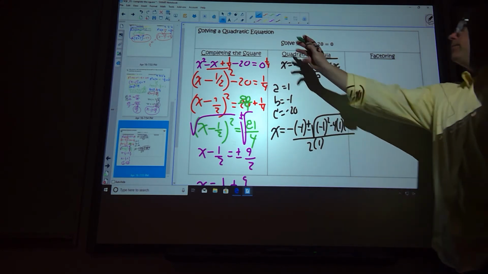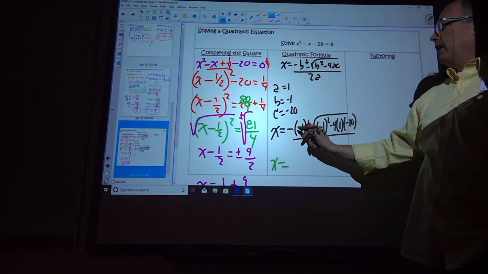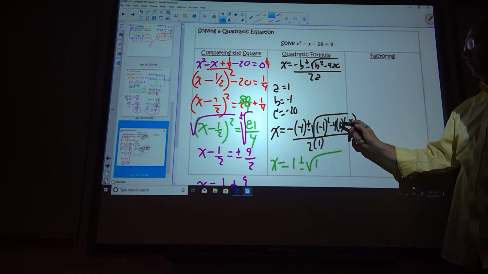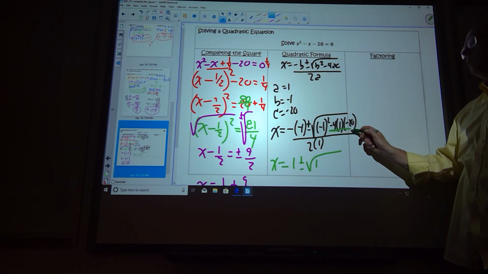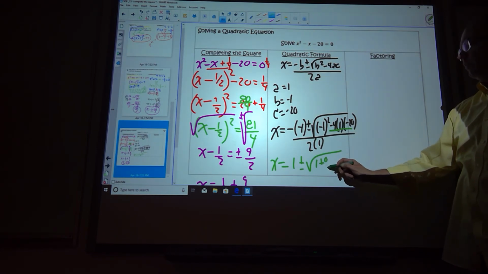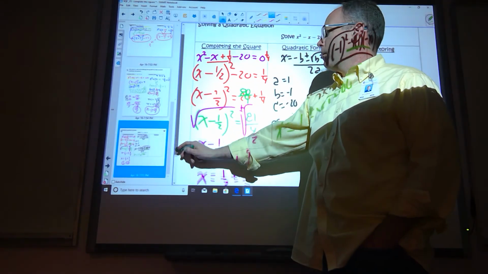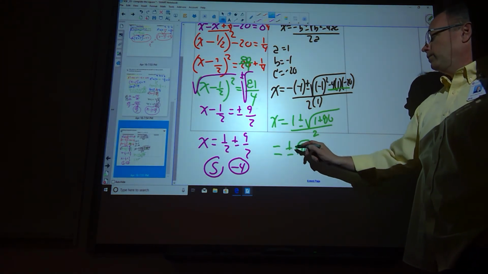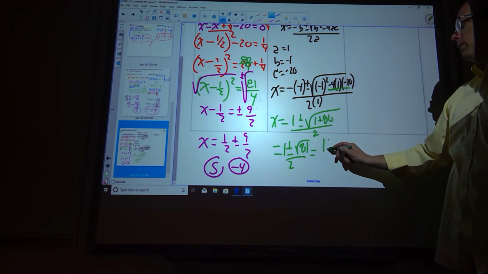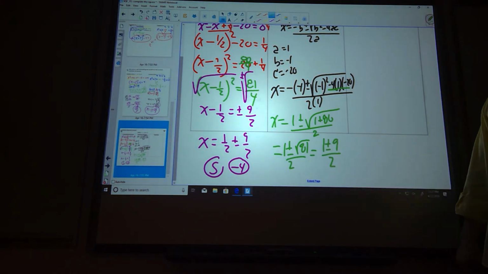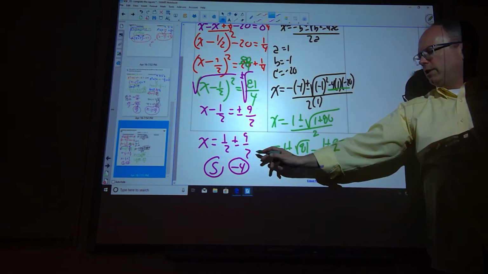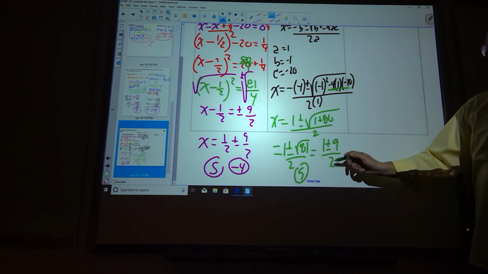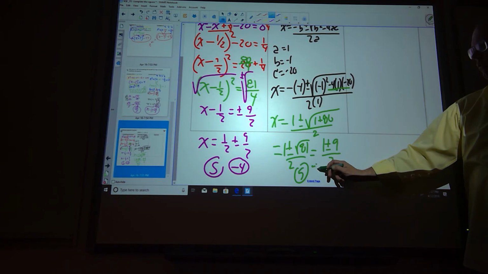Do a little math. Negative of negative 1 is 1, plus or minus. Negative 1 squared is 1. Negative 4 times 1 is negative 4. Negative 4 times negative 20 is positive 80. All over 2. So I get 1 plus or minus square root 81, which is 1 plus or minus 9 over 2. Is this the same as this? I sure hope so. So I get an answer of 1 plus 9 is 5. 1 minus 9 is negative 8 over 2, which is negative 4.